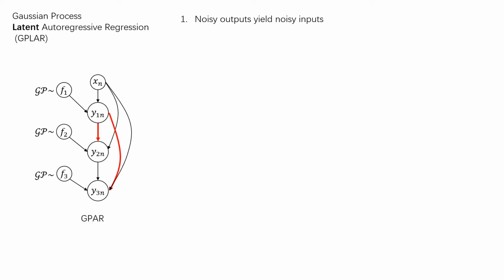To solve the first problem, a more principled approach is to do fully Bayesian inference. Currently, observation y1 is used as input to y2 and y3. Instead of directly working on observations, we introduce latent variables, but an approximation method is required to infer these variables. This method also enables non-Gaussian likelihoods, such as classification. We call this model GP Latent Autoregressive Model, GPLAR.